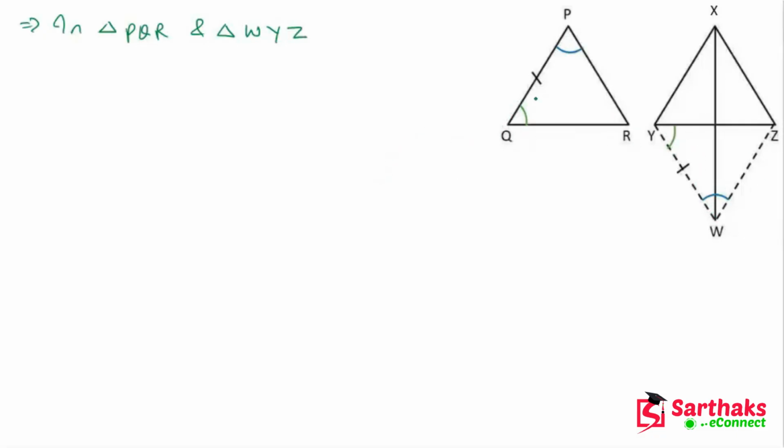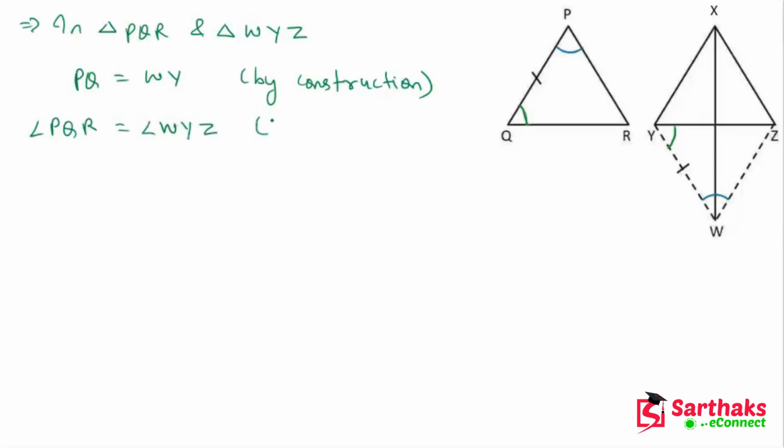we know that PQ is equal to WY by construction. And angle PQR, means this angle, is equal to this angle, again by construction. So angle PQR is equal to angle WYZ. This is by construction. I hope you understand these things.